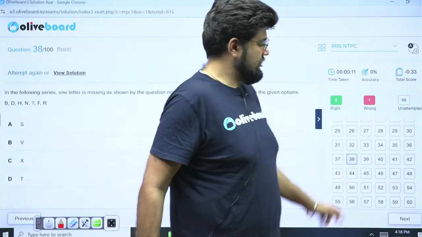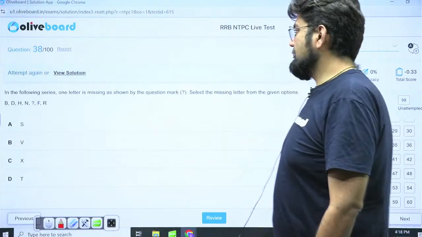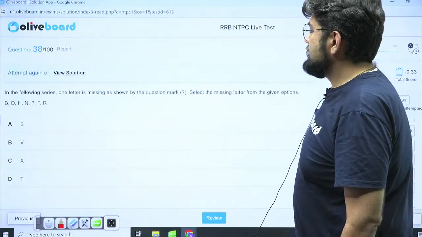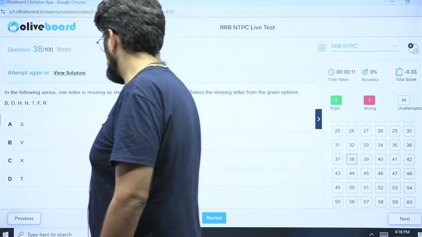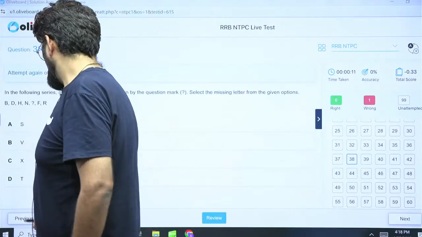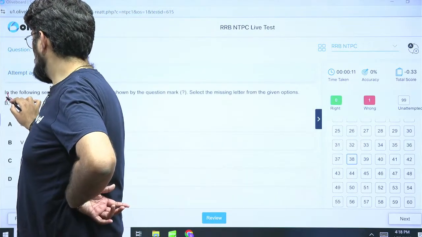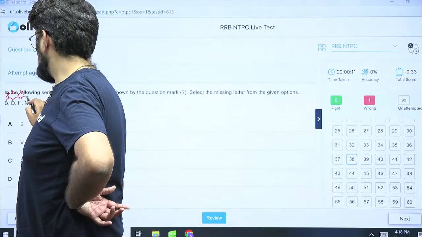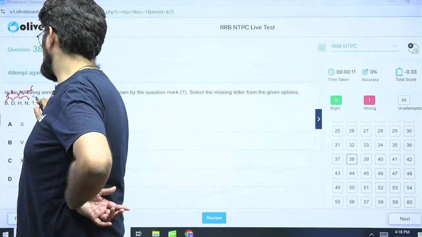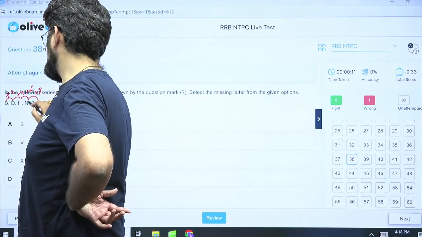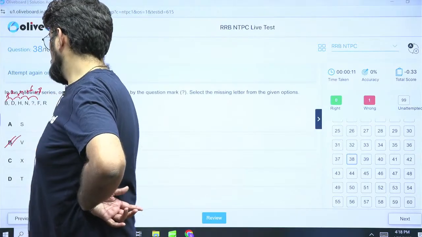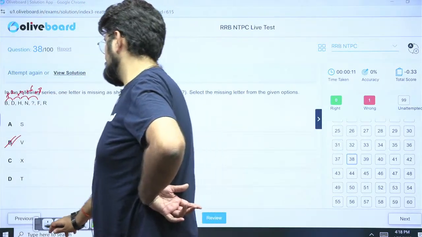38. Missing letters. So plus 2, plus 4, plus 6, so I think plus 8 will be the correct answer. 14 plus 8 is 22, so option B is the right answer.